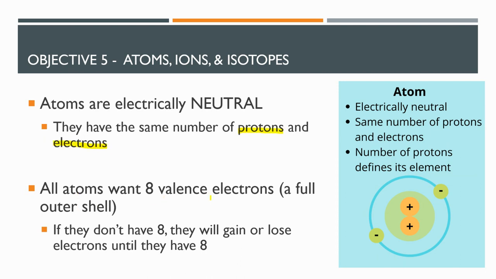We've also talked about valence electrons, which are the ones on the outermost shell. Atoms want to have 8. I mentioned before there were a couple exceptions. Your first couple of elements, hydrogen and helium, only have 1 or 2 electrons, so they only need 2 to be happy. But every other element wants to have 8 valence electrons. If they don't have 8, they could possibly lose or gain electrons to fulfill that 8 on their outermost shell.